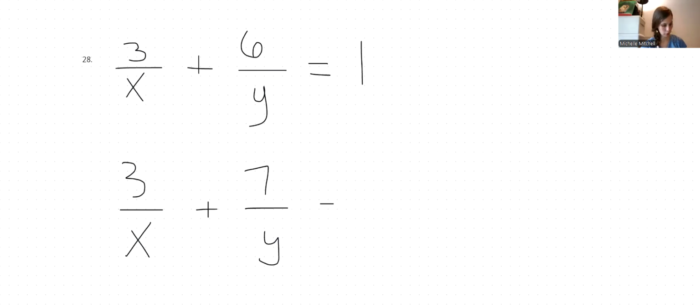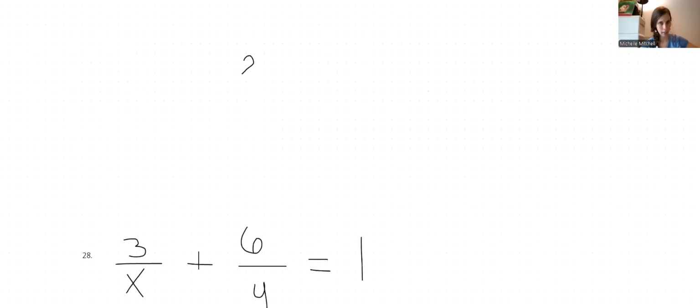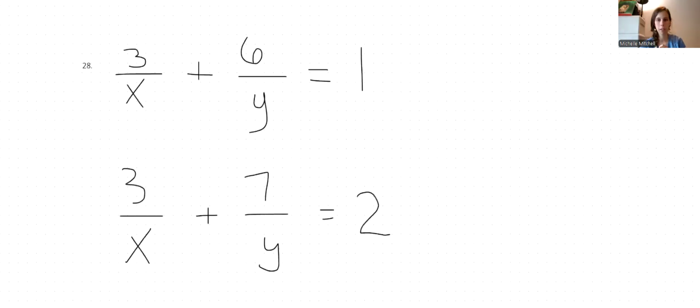All right, so they say, first off, as an example, you can write 2 over x as 2 times 1 over x, and so on and so forth. So let's copy that down here. On this problem, I'm going to rewrite it as 3 times 1 over x plus 6 times 1 over y equals 1.